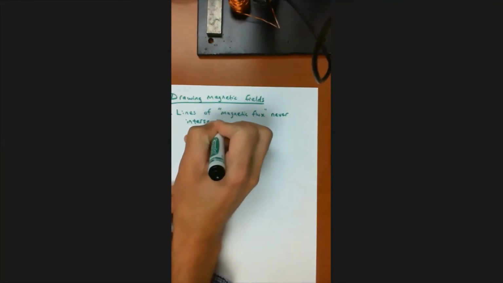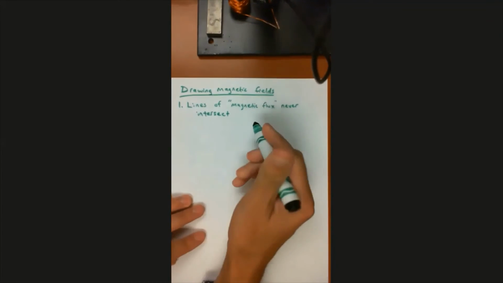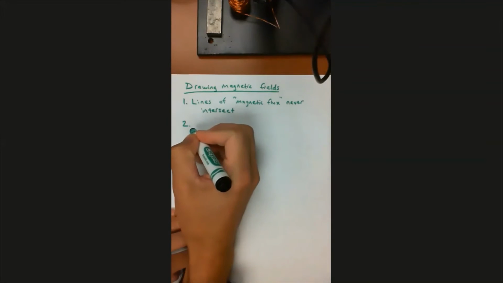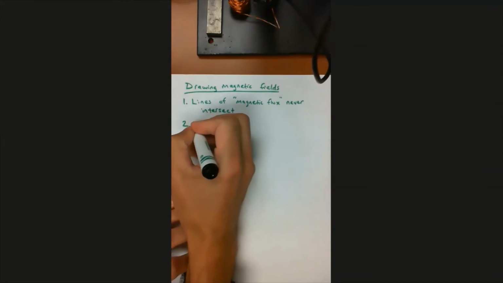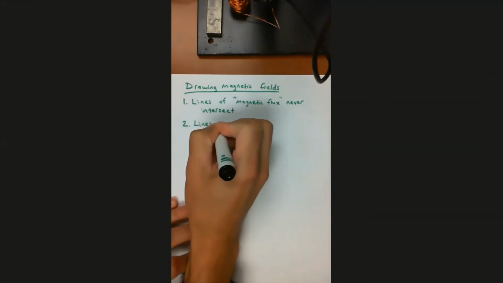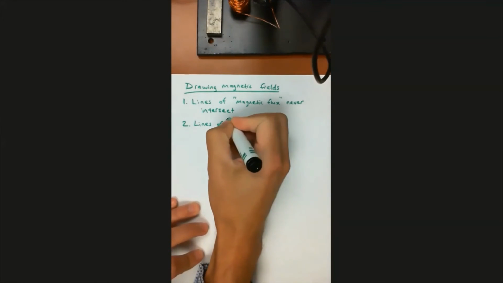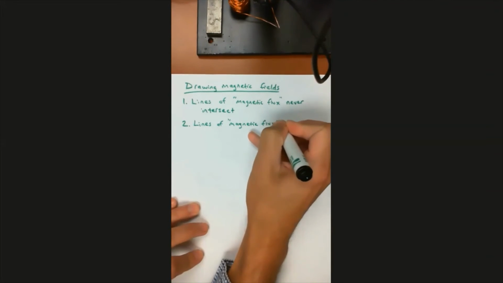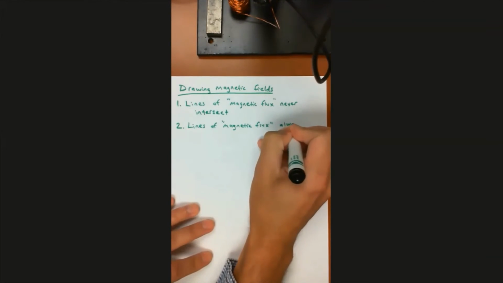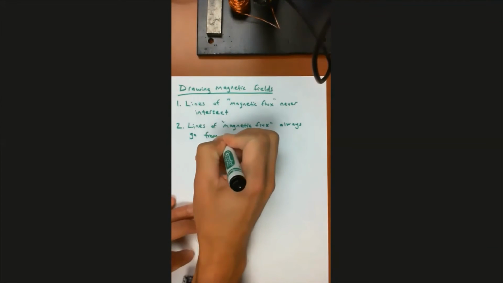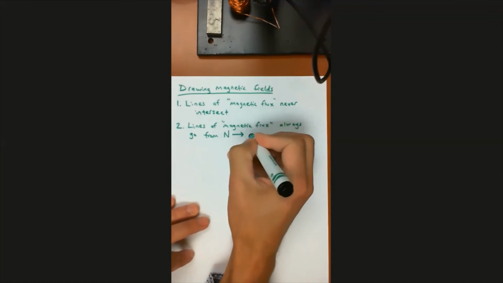So as you're drawing magnetic fields, you should never have these lines that are going from the North Pole to the South Pole intersect. And the second rule, there's only two. The second rule for drawing lines of magnetic flux is that the lines of magnetic flux always go from the North Pole to the South Pole.